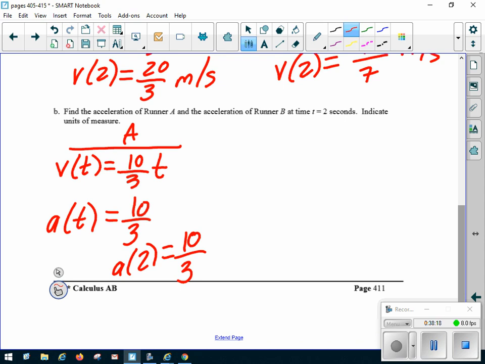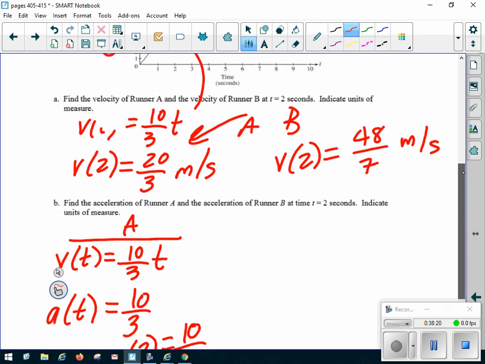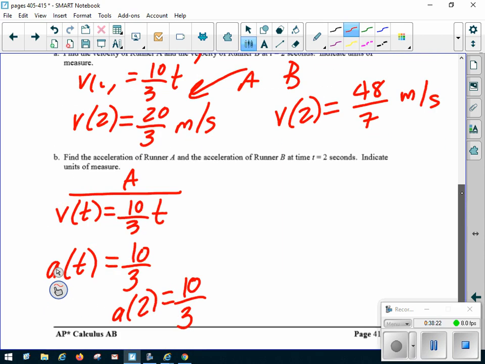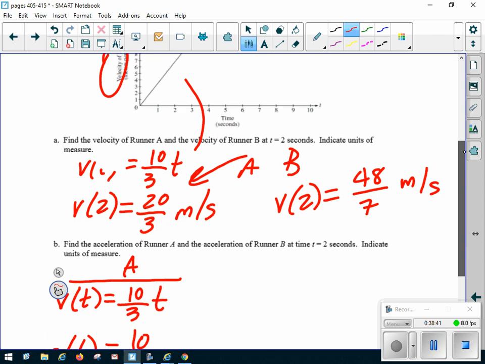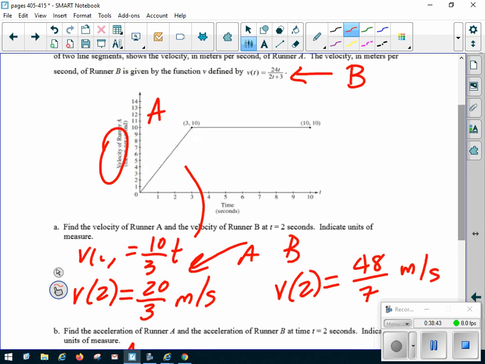What about runner B? Ha! I forgot units. Meters per second per second. Now I heard for runner B, quotient rule. Yes. But what was that? What's wrong with the quotient rule? Because you got to do minuses.